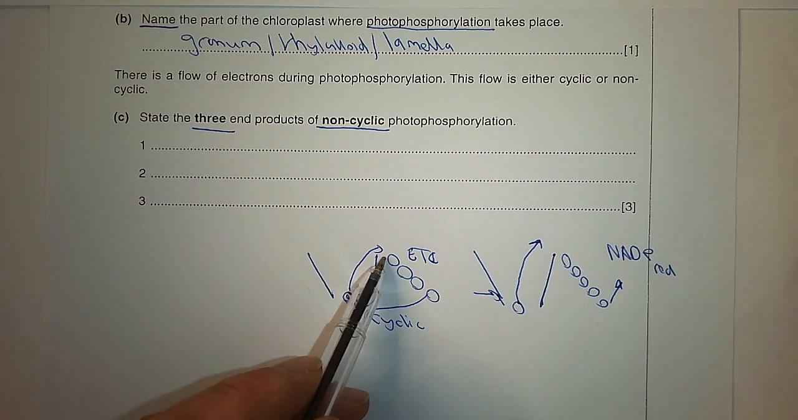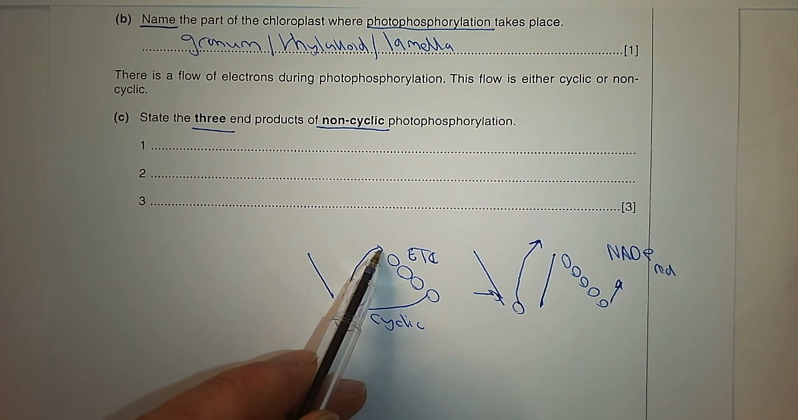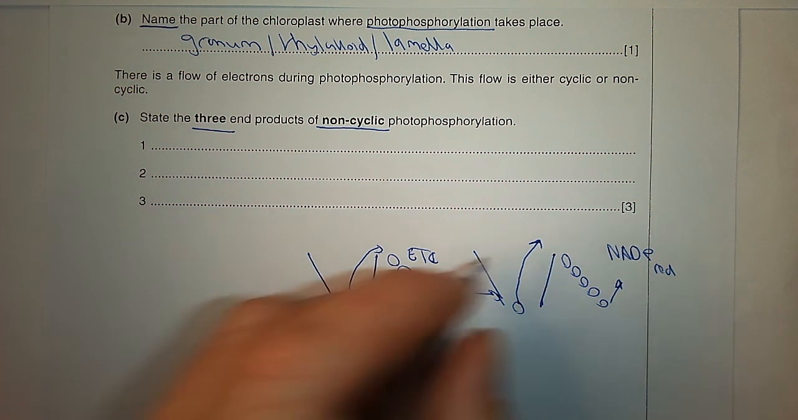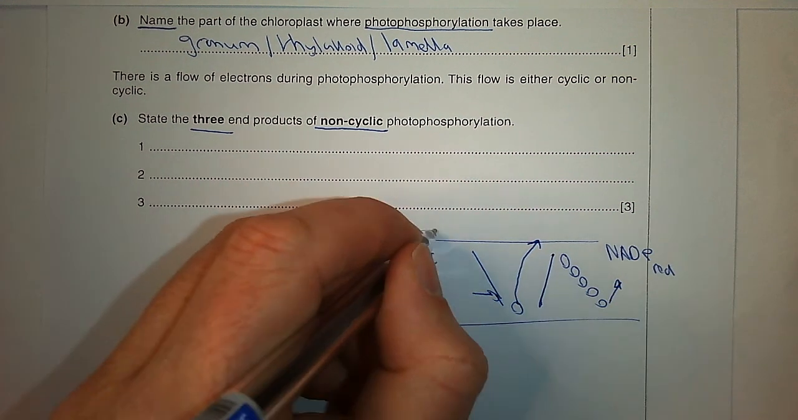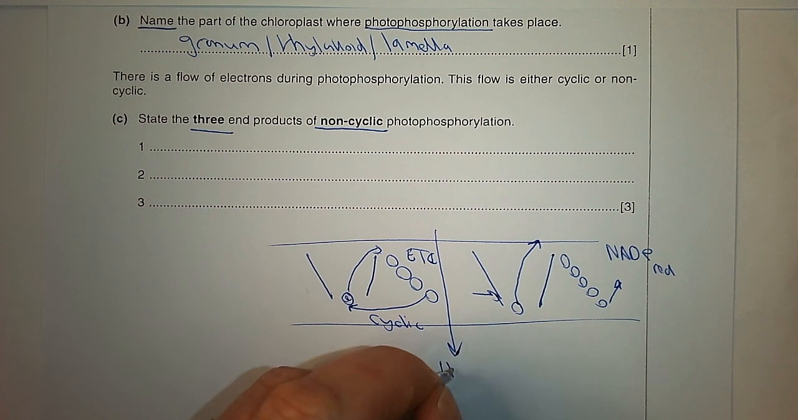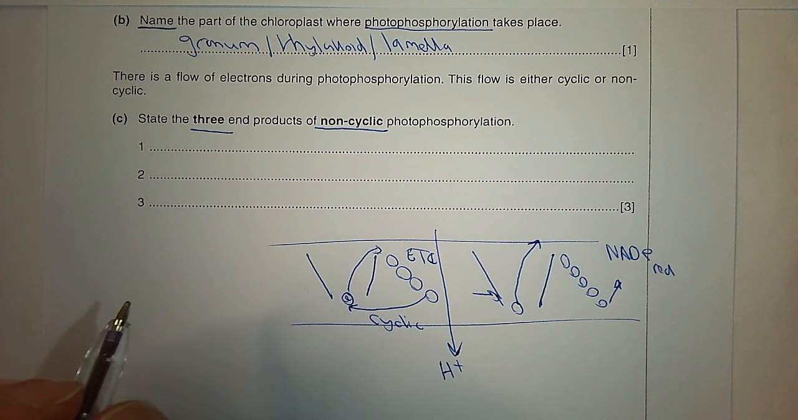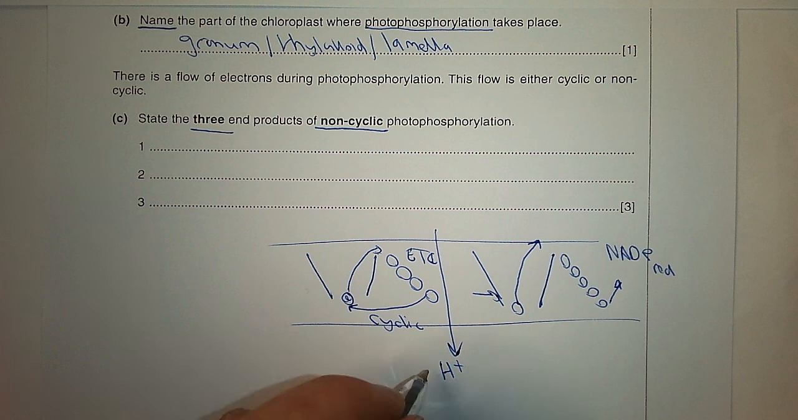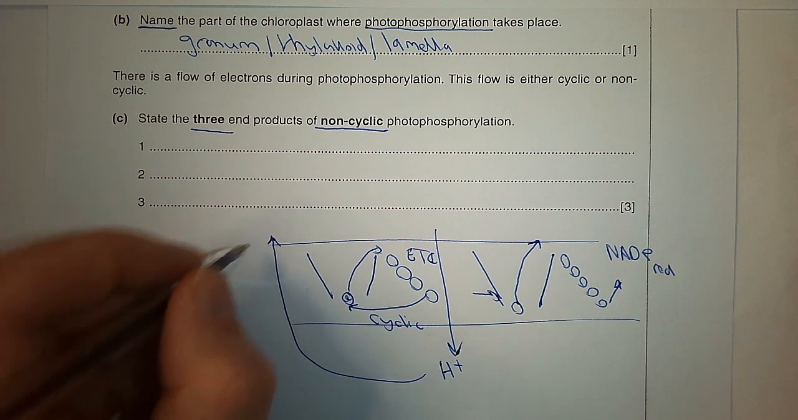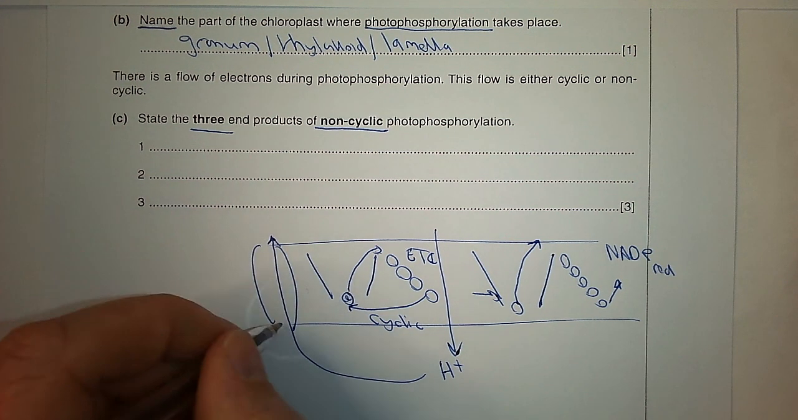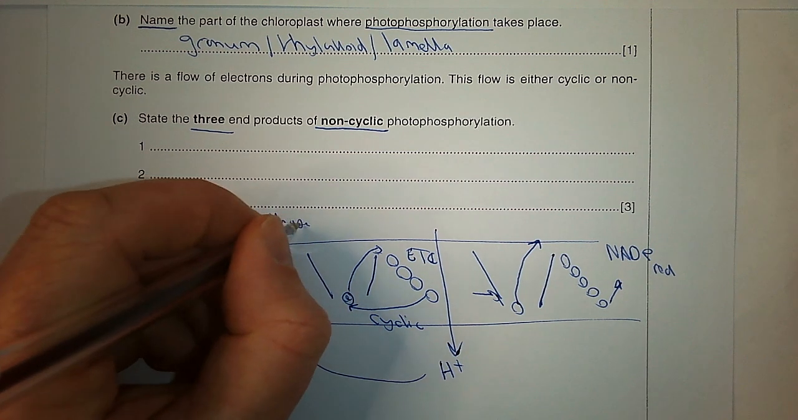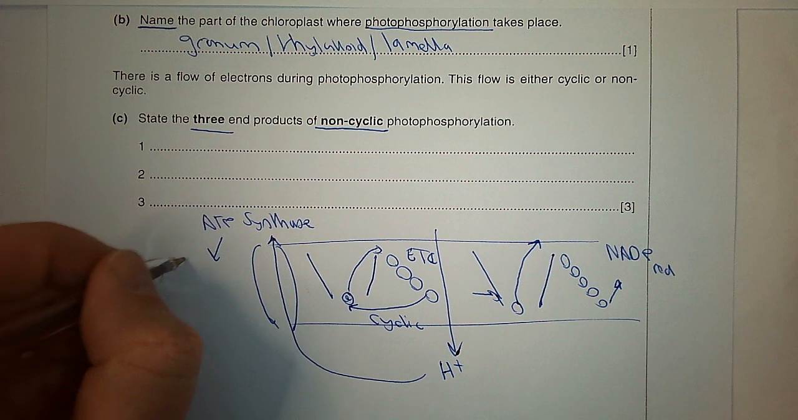The energy lost as these electrons travel down and through the electron transport chain is used in the membrane to pump hydrogen ions from the stroma into the thylakoid space. And it's this concentration of hydrogen ions that then will be used in chemiosmosis, travelling through ATP synthase to generate ATP.